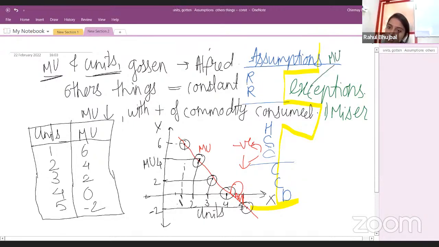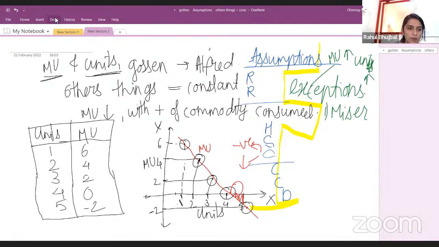Marginal utility is increasing. So what happens in exceptions? In exceptions, there is exactly the opposite effect of the law. In the law, what did we see? Marginal utility decreases with every additional unit of commodity consumed. In exception, what is going to happen? Marginal utility will increase as the number of units consumed is increasing. Okay?